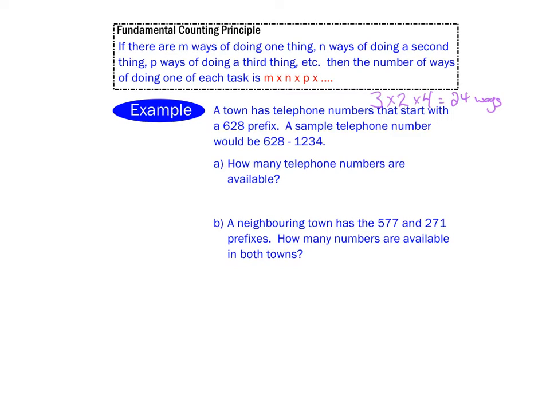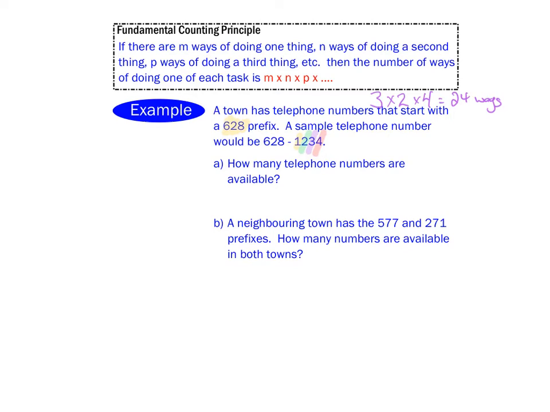So let's go ahead and do an example here. A town has telephone numbers that start with a 628 prefix. A sample telephone number would be 628-1234. How many telephone numbers are available? So the town uses only the prefix 628. So that's important to know. And it's also important to know that there are 4 digits after the 628.